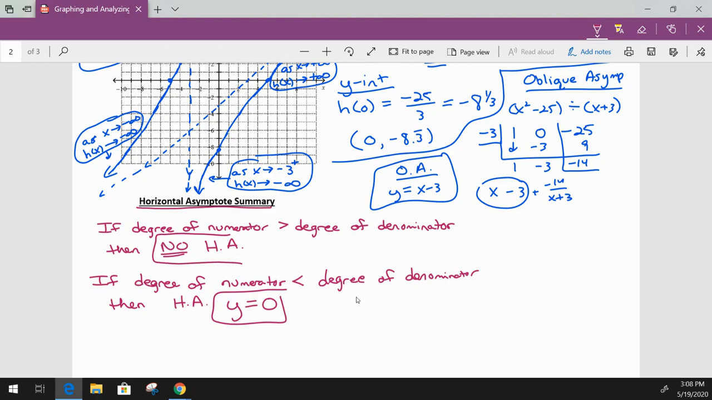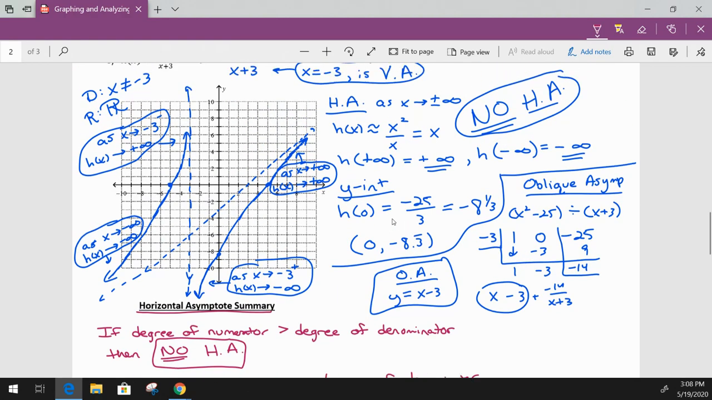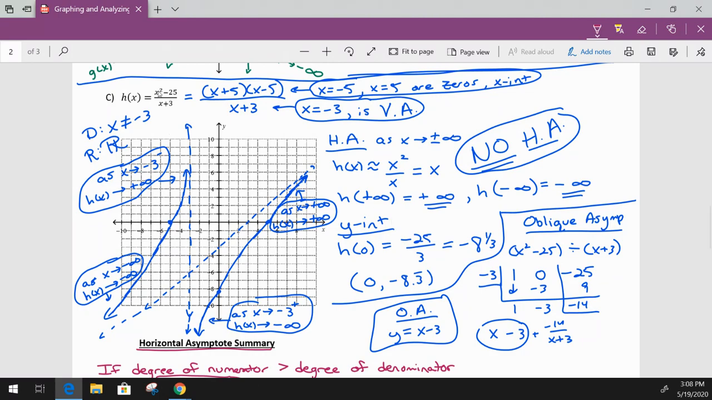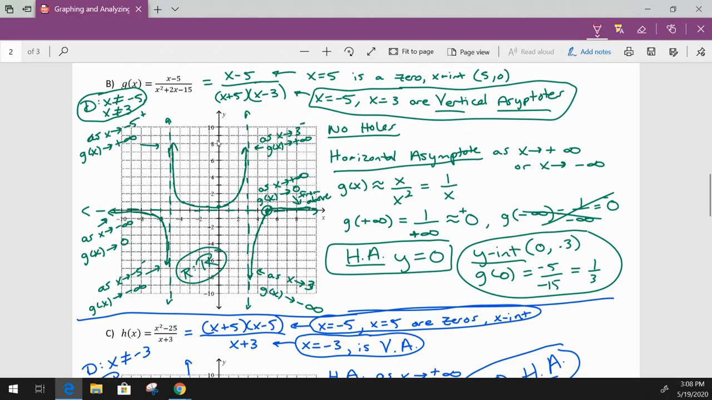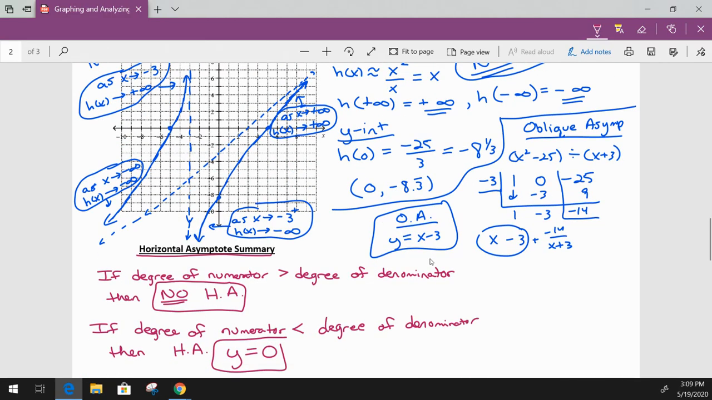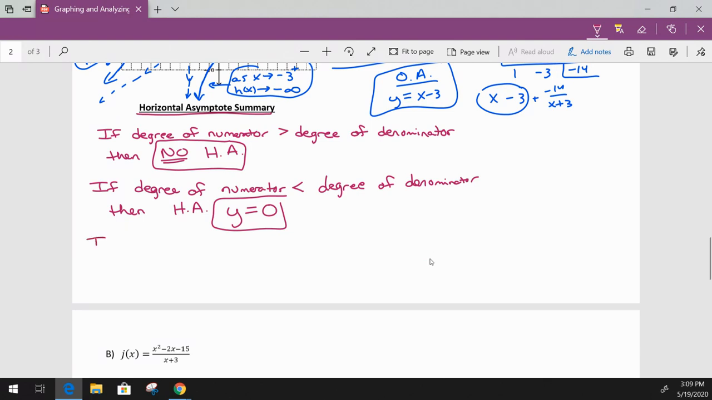So no horizontal asymptote when the degree of the numerator is bigger than the degree of the denominator, and we saw that in example C here. The degree of the numerator was 2, the degree of the denominator was 1, so since the numerator had a larger degree, there was no horizontal asymptote. In example B, the degree of the numerator was 1, the degree of the denominator was 2. So the degree of the denominator is larger, so your horizontal asymptote was y equals 0. Well, the third scenario is, what if they are the same?